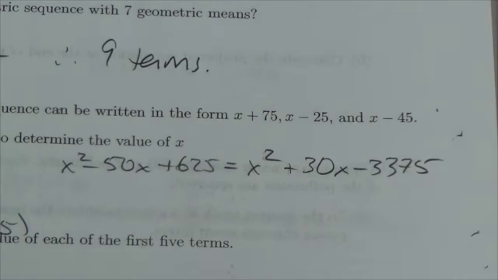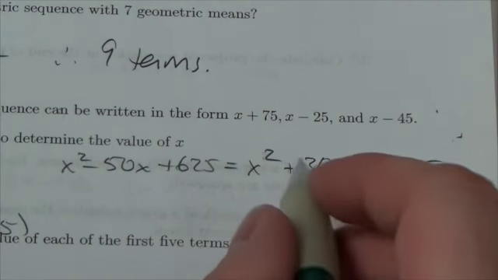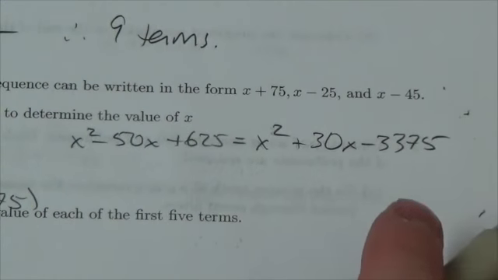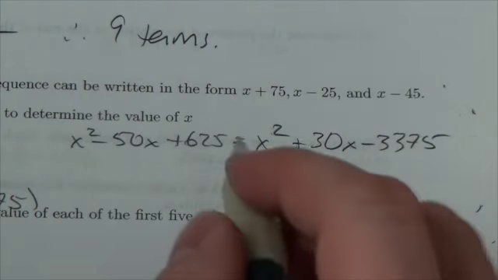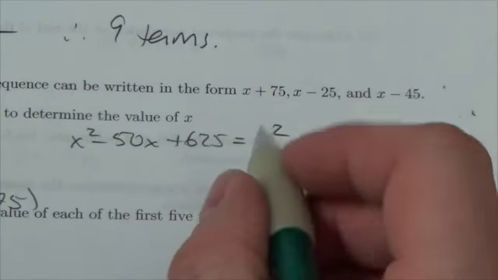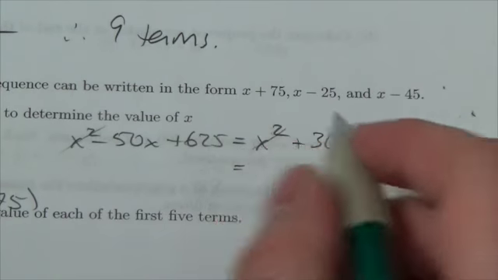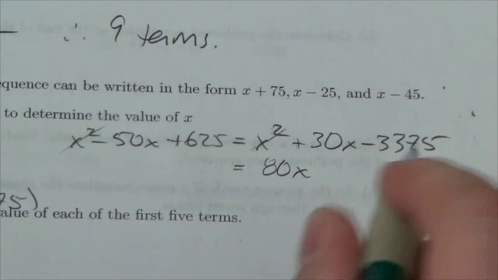Yeah. Well, anyway, that's okay. Now, this looks a little bit intimidating. It looks like a big quadratic, but it turns out that the quadratic terms end up canceling out here. If I bring the 50x over, the quadratic terms are gone. If I bring the 50x over, that's going to be 80x on this side.